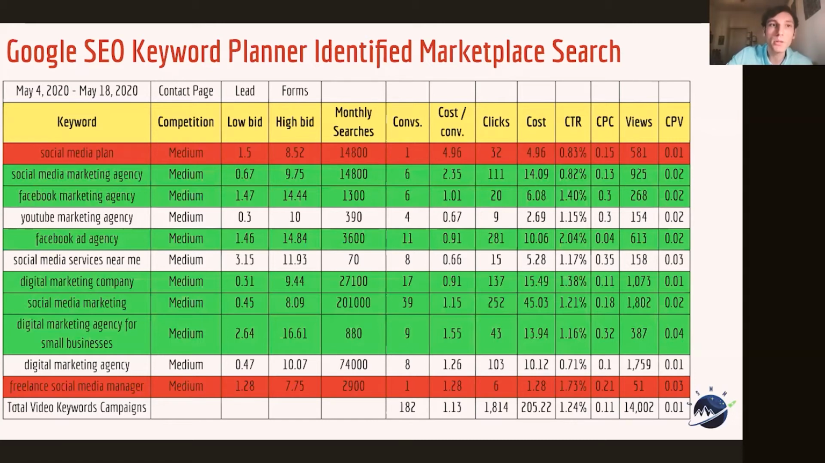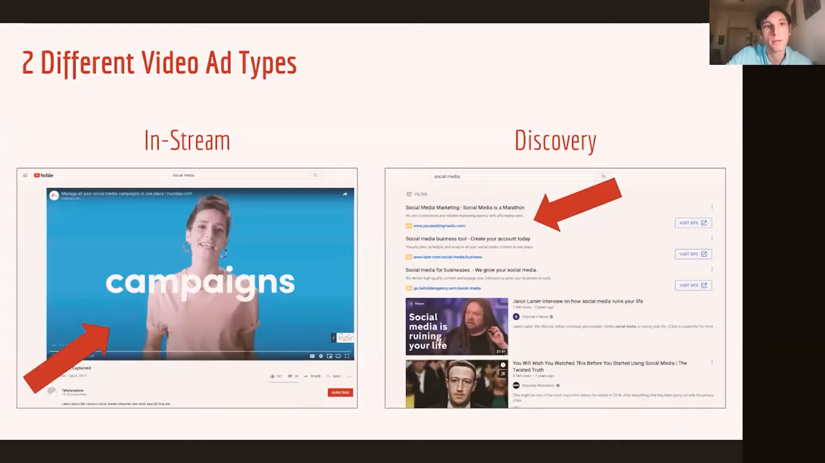So what are the two main types of video ads that we're running in 2020 that we're getting results with? Well, there's tons of different options that you can use on YouTube, but I want to keep it as simple as I can for today's presentation, and what we're really doing at this stage is in-stream and discovery.